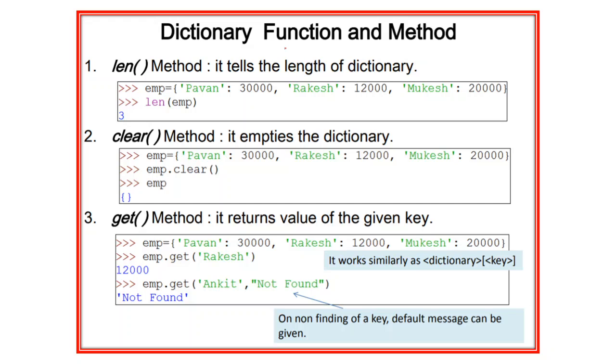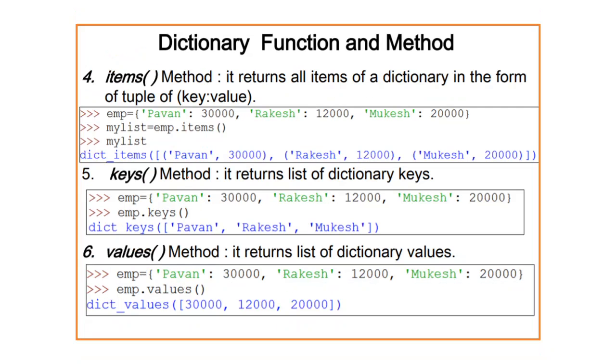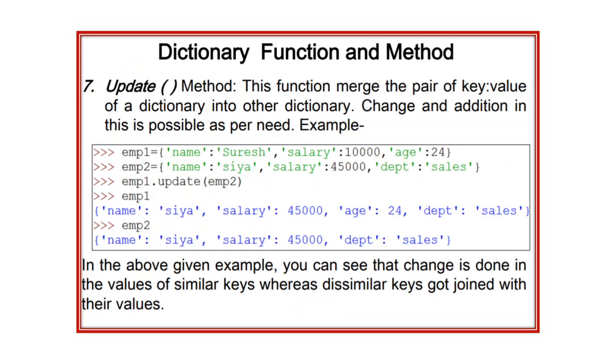Some more inbuilt methods in the dictionary. First one is length, to find the length of the dictionary. Clear, to clear the whole dictionary, to make it empty. Get, to get the value of any key through the get method. Items, it returns all the items of the dictionary in the form of tuples. Keys, print the keys of the dictionary. Values, print the values of the dictionary. Update, with the help of the update method we can update the value of any key within the dictionary.